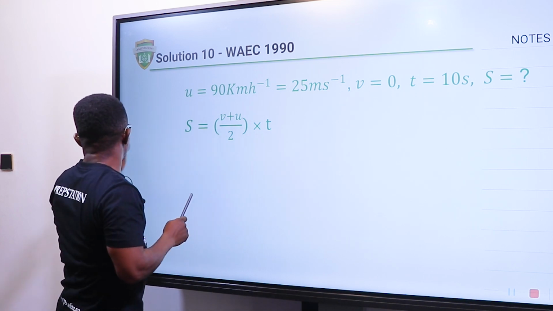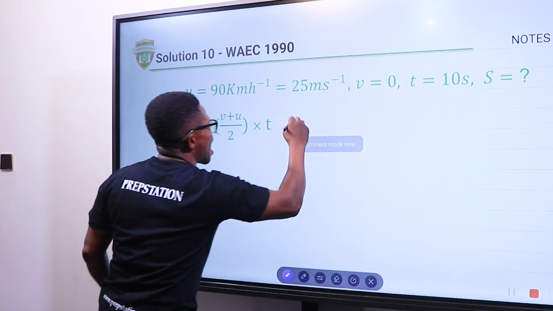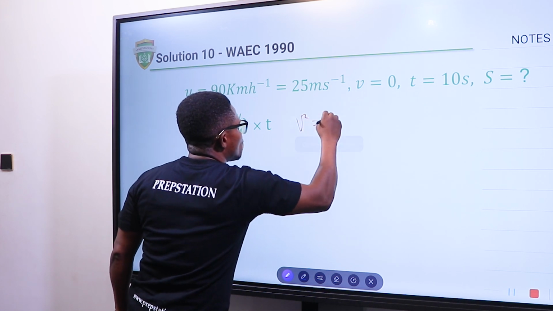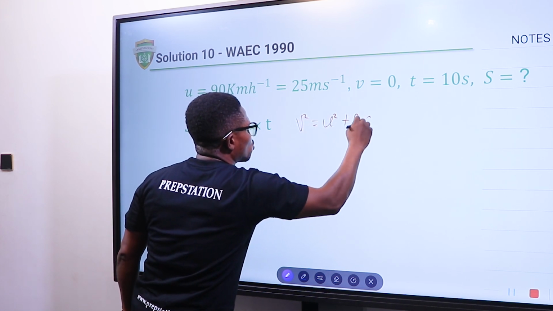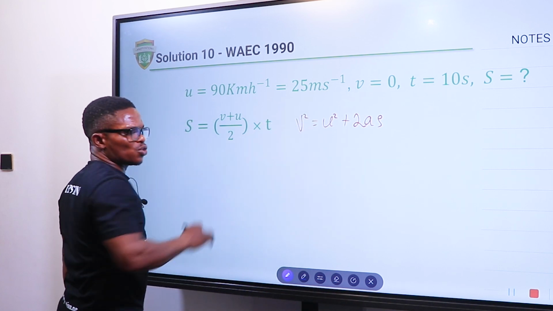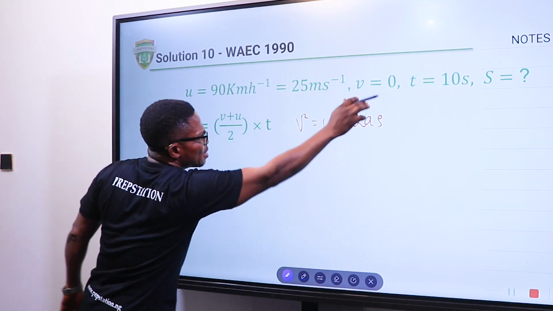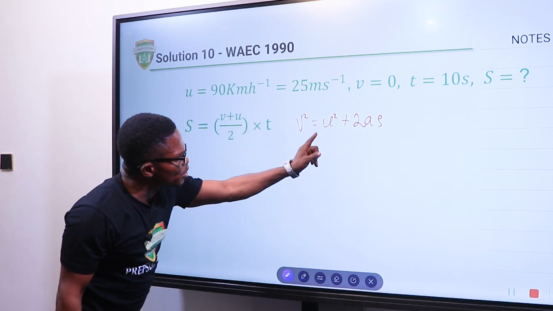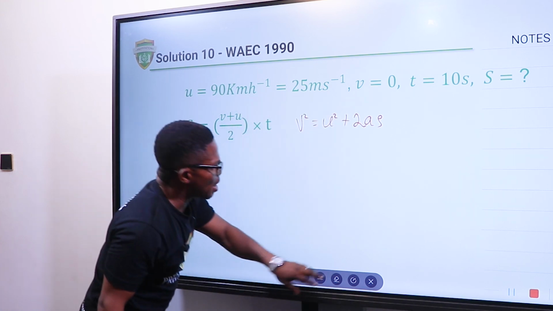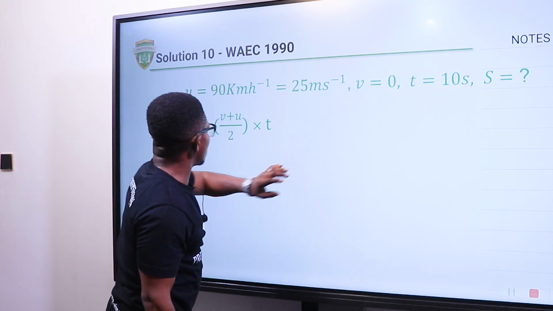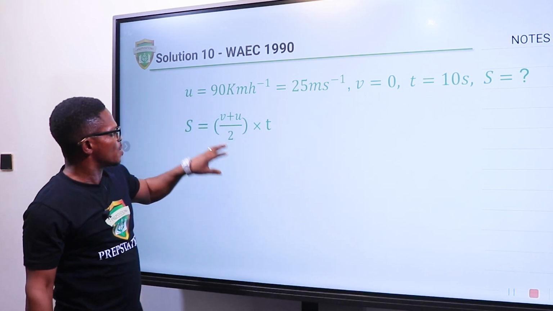Now, let me say this again. Because of the parameters, I cannot use this equation, v squared equals u squared plus 2as. I cannot use this. Why? Because in this equation there is a, but in the parameters there is no a. So if you use this, you're going to stress yourself. And my advice is, don't stress yourself. Go for what can solve the problem easily.